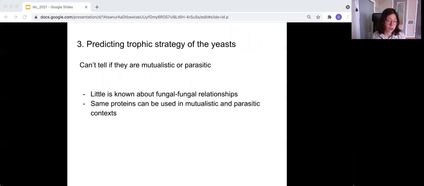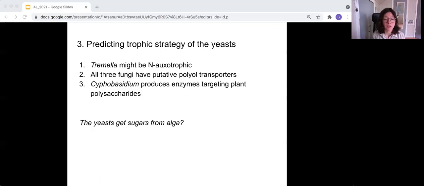But then there is some evidence that I wanted to mention. First, Tremella has a profile of nitrogen auxotroph. It means that it cannot assimilate nitrates or nitrites, and therefore it has to get them from some living organism. Second, all three fungi have putative polyol transporters. And why is that important? Because polyols are the carbohydrates that the alga delivers to the lichen-forming fungus. And third, Cyphobasidium is predicted to produce enzymes that target plant polysaccharides. Taken together, this evidence led us to hypothesize that maybe the yeasts might rely on alga for sugars. And this in turn can be viewed as evidence against the hypothesis that the yeasts are parasitic on the lichen-forming fungus.